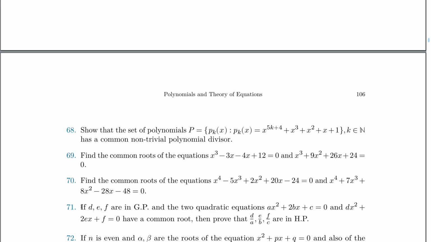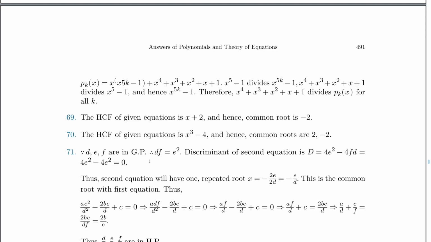Question 71 says that if d, e, f are in GP and the two quadratic equations ax square plus 2bx plus c is equal to 0 and dx square plus 2ex plus f is equal to 0 have a common root, then prove that d by a, e by b, f by c are in HP. So we are given that d, e, f are in GP. So immediately we arrive at df is equal to e square.